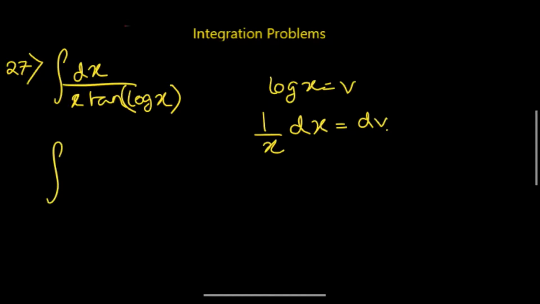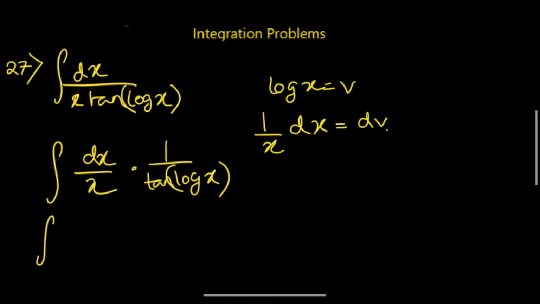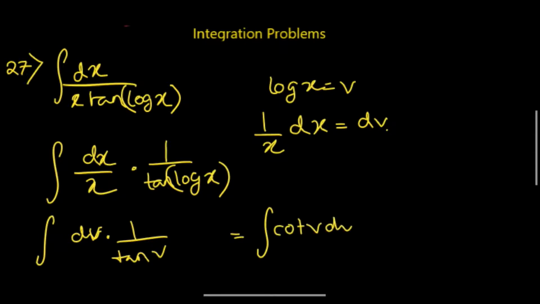So we can directly substitute here, like dx by x dot 1 by 10 log x, right? So we can write it like this: dv dot 1 by 10 v. We can write it like that, 1 by 10 v, which is integration of cot v dv. It gives log sin v plus c. This is the answer.